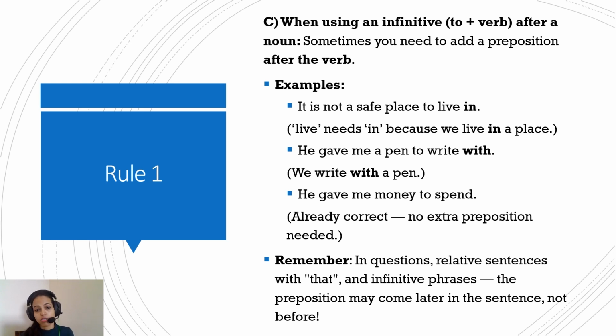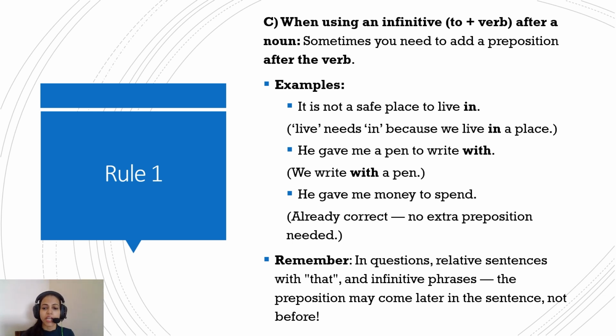Now, let's look at the third case when the preposition will come at the end, which is when you are using an infinitive form of the verb, that is to plus verb form, after a noun. So, in that case also, you need to add a preposition after the verb. For example, it is not safe to live in. Like, what is live without in? Because you are living in a place. So, live will always be followed by in.